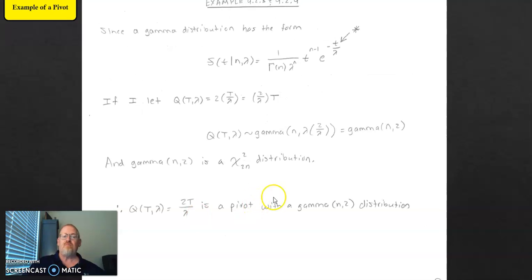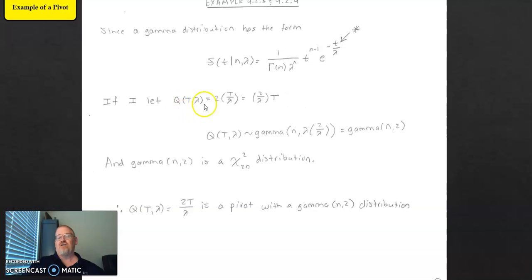Now, since we know that a gamma distribution has the form as follows here, and I've written this out here, f of t given n and lambda, so this is a gamma distribution, of that form. And I'll put a little asterisk here and draw an arrow. We're going to pay specific attention to the minus t over lambda, or just the t over lambda part.